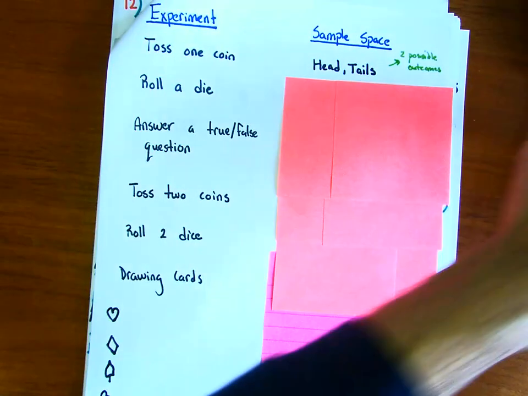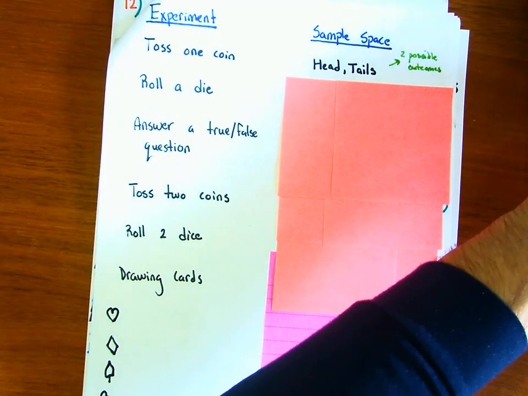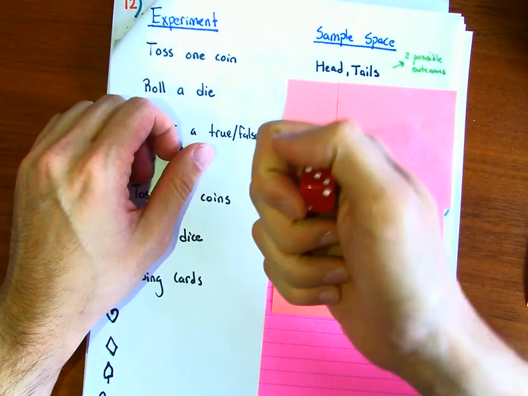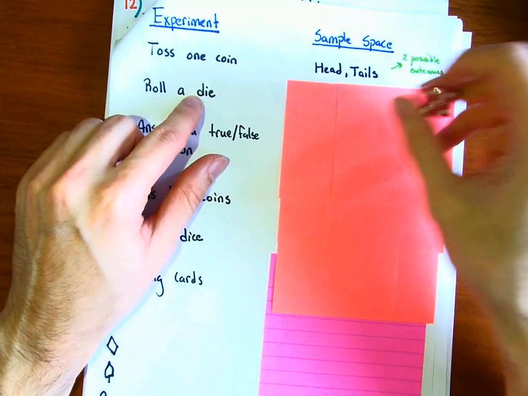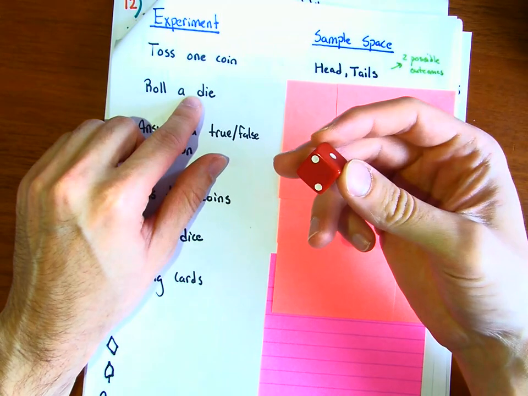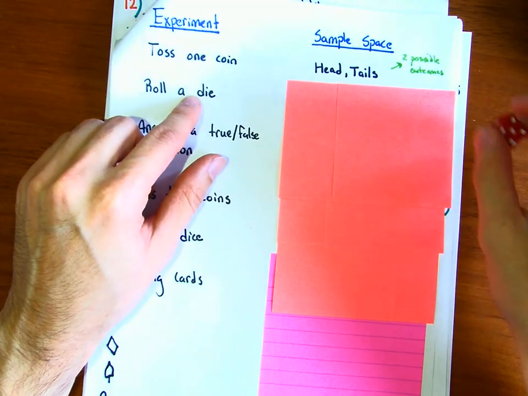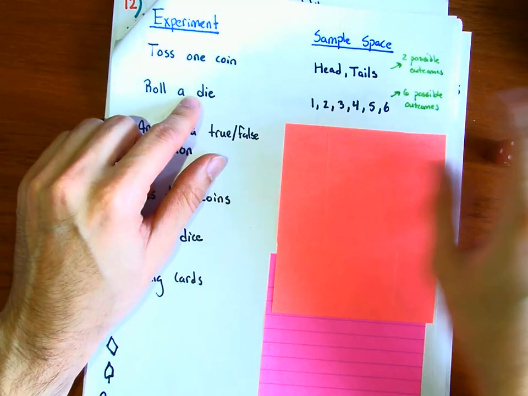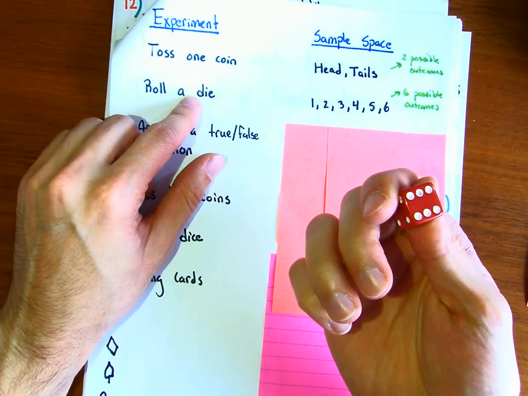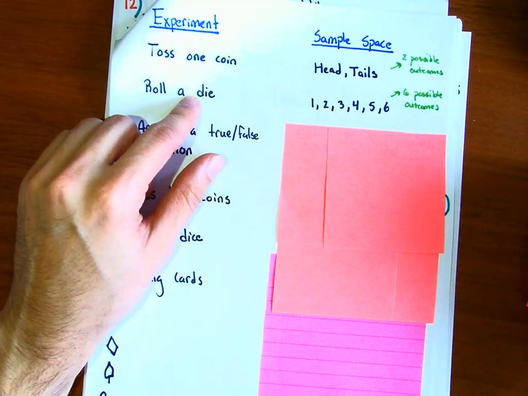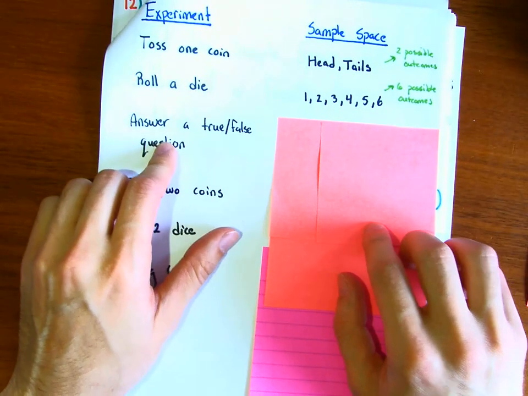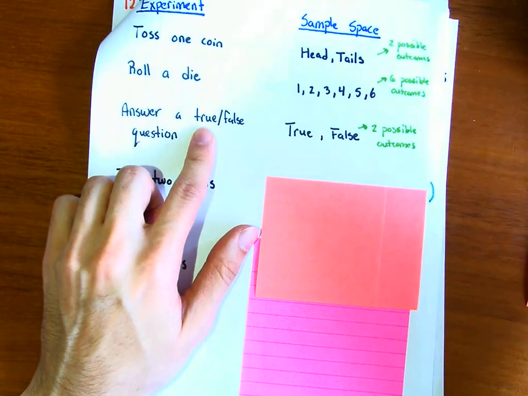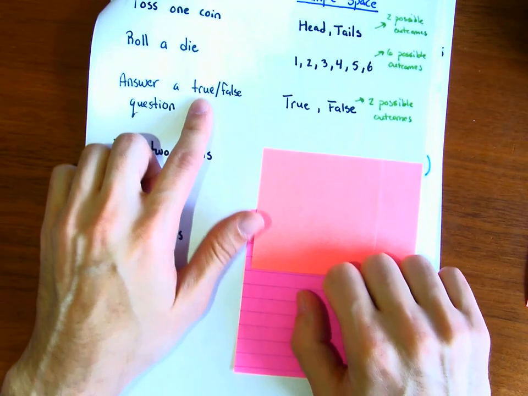What if we roll a die? And what do we talk about when a die? A die is just, just looks like this, right? This is singular. So when you roll a die, what are all possible numbers that you could get on a die? And you can only get 1, 2, 3, 4, 5, or 6, right? Cool. If you answer a true or false question, what are all possible outcomes? You could either get true or false, right?